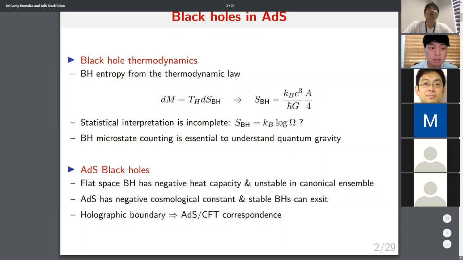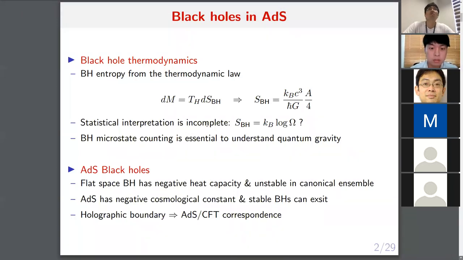However, the statistical interpretation of the Bekenstein-Hawking entropy is still incomplete, which means that we don't know the number of microstates omega that contributes to the black hole entropy via this Boltzmann formula. Since this entropy is both a quantum and gravitational effect, I think that black hole microstate counting is essential to better understand quantum gravity. So in order to accomplish this microstate counting, AdS black holes are a good object to study.